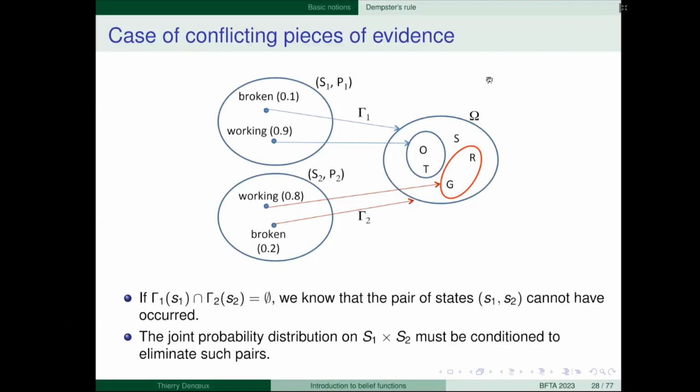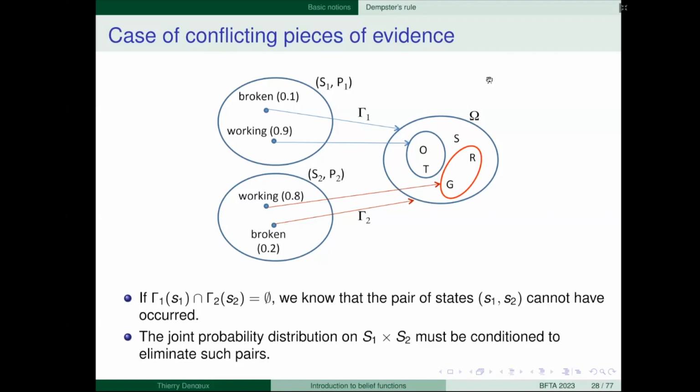Now we have a slightly more complicated case where the evidence is conflicting. Sensor 1 tells us we have an obstacle or a tree, and sensor 2 tells us we have the road or grass. If both sensors are working, what do we have? A contradiction, because here the intersection is empty. So what can we deduce? We can deduce that it is impossible that both sensors are working. Initially there are four possibilities: broken-working, broken-broken, working-working, working-broken. Now we can eliminate one of these four possibilities, because it leads to a contradiction: the intersection of the images is empty.